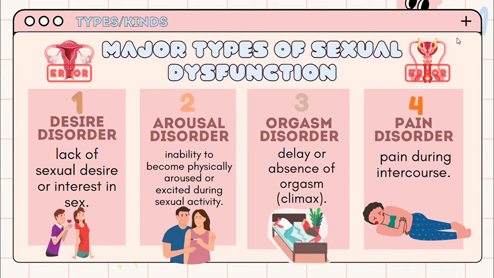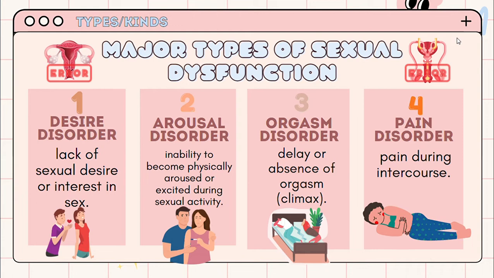Next is the orgasm disorder. This orgasm disorder is the delay or absence of orgasm or the climax of every sexual activity. So, dito naman, di ba nga, mapababae man or mapalalaki, pagkatapos ma-achieve yung peak ng kaligayahan sa sexual activity, meron at merong lalabas. Dito sa orgasm disorder, pwedeng walang lumabas or pwede rin ma-delay yung orgasm ng isang tao.